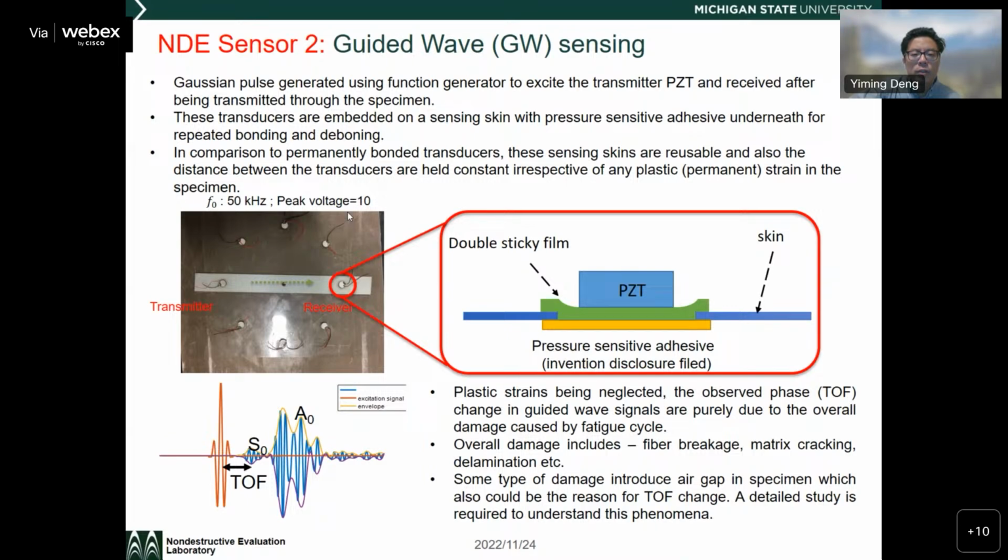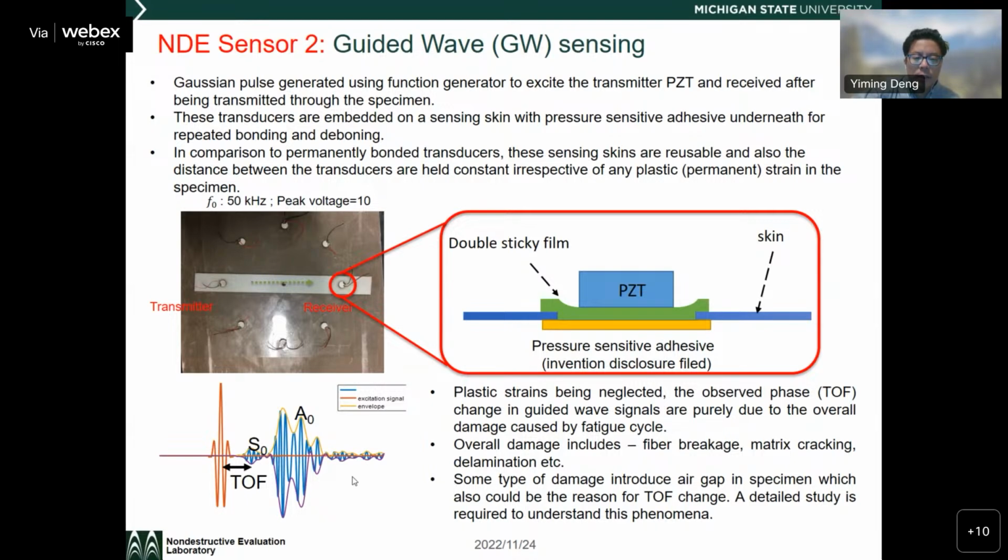Well, in comparison to permanently bonded transducers, these sensing skins are reusable. So you can actually attach and detach them. And also the distance between the transducers is held constant with respect to any plastic or permanent strain in the specimen. This is one parameter setting for the measurement. The peak voltage is 10 volts here. The frequency we use here is 50 kilohertz. And tomorrow we'll see how we choose the optimal frequency when we do this measurement.